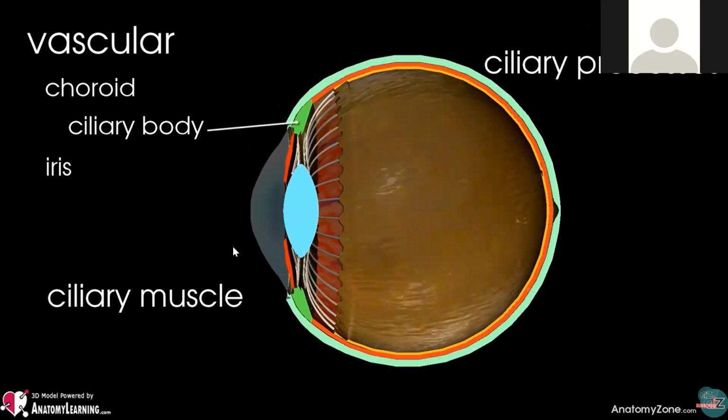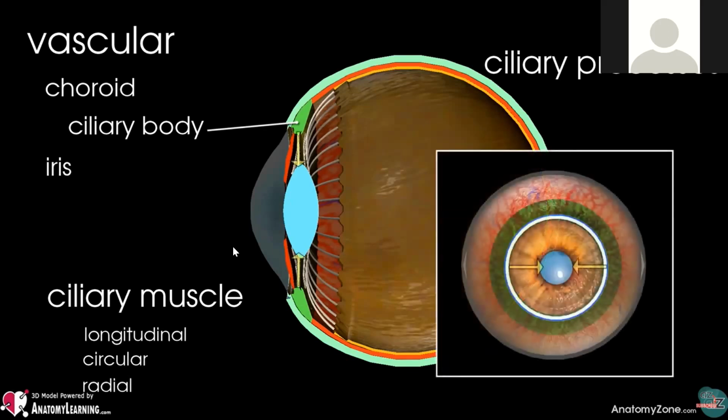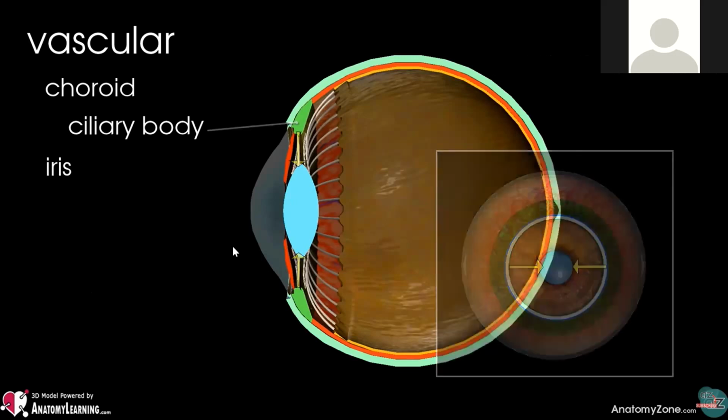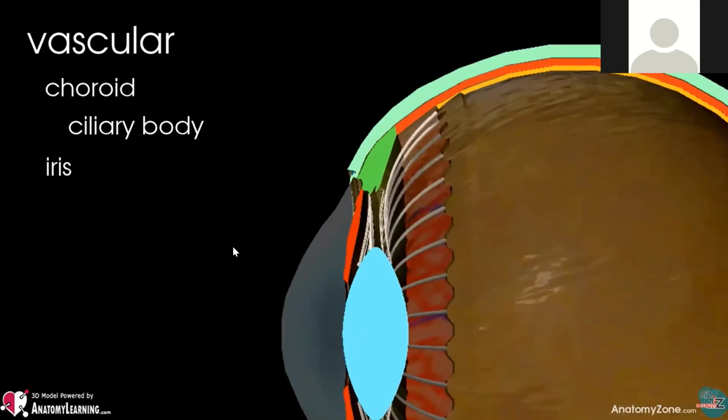The ciliary muscle consists of a collection of smooth muscle fibers arranged in three orientations: longitudinal, circular, and radial. When these muscles contract, the diameter of the circular ciliary body reduces in size. Projecting from the surface of the ciliary body are the ciliary processes.